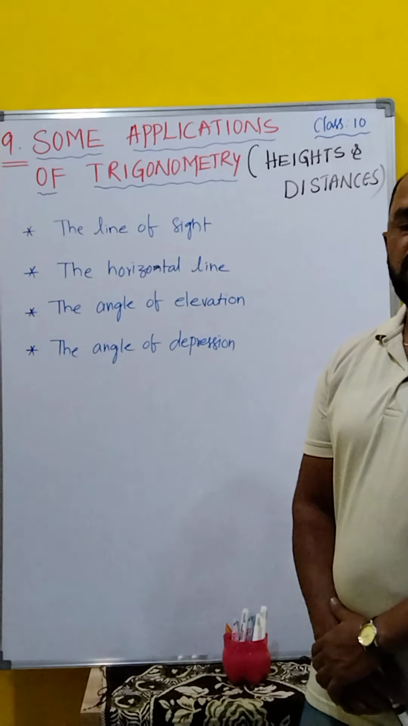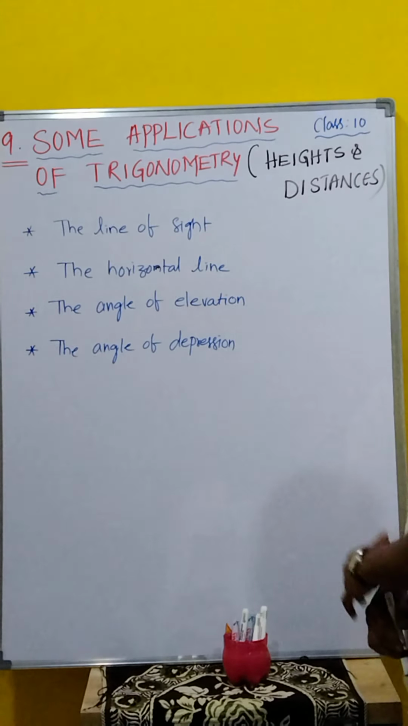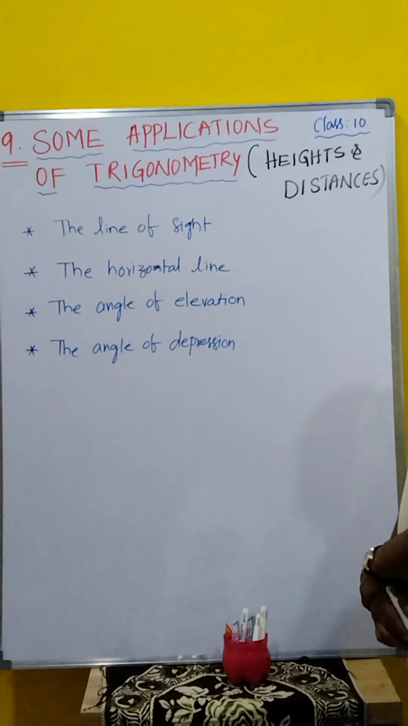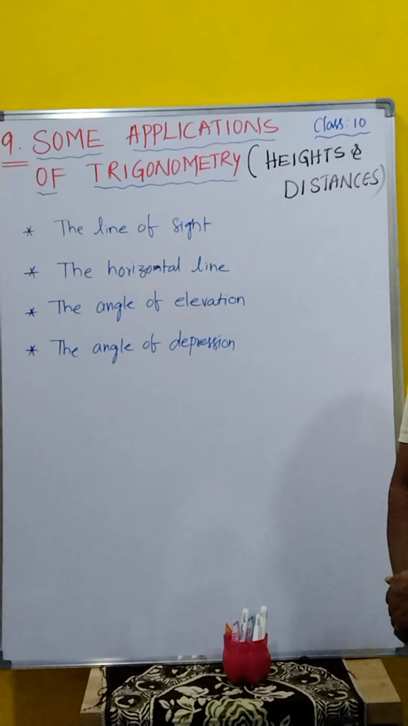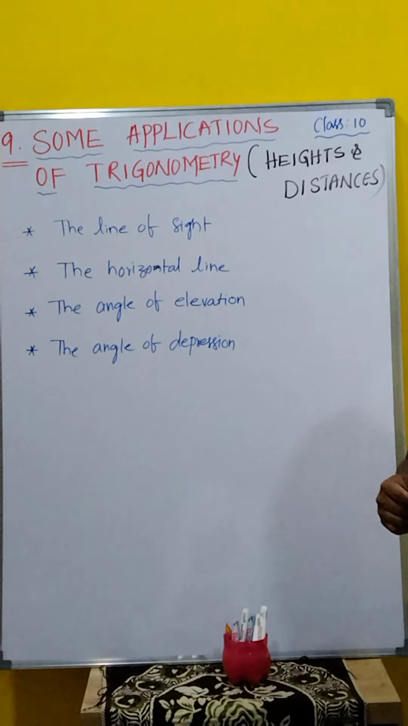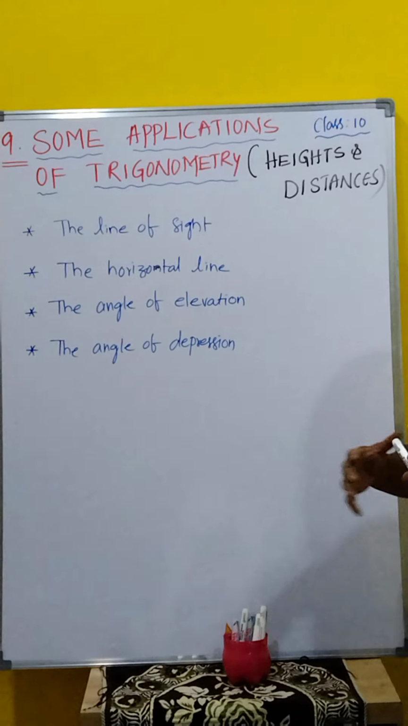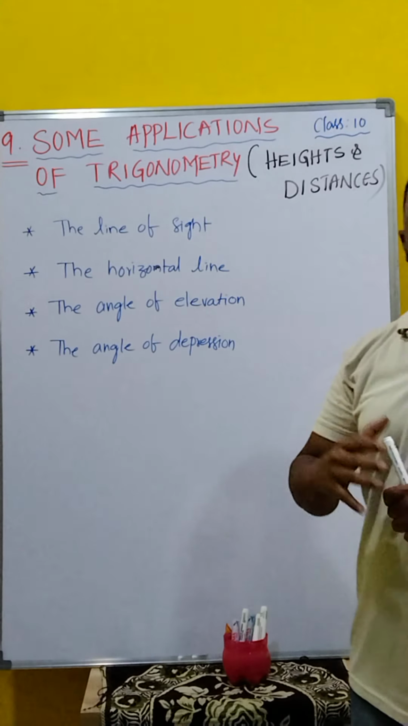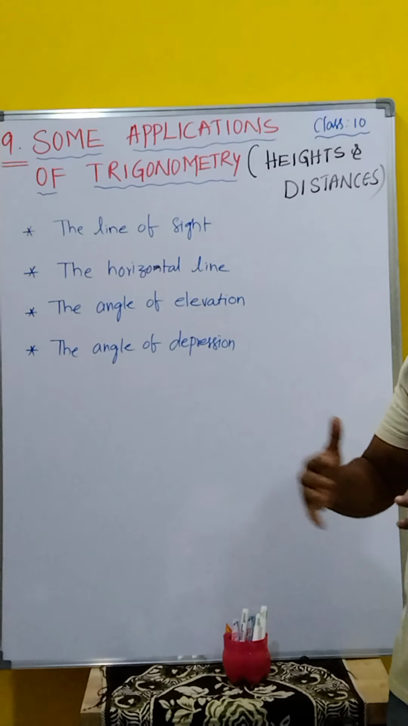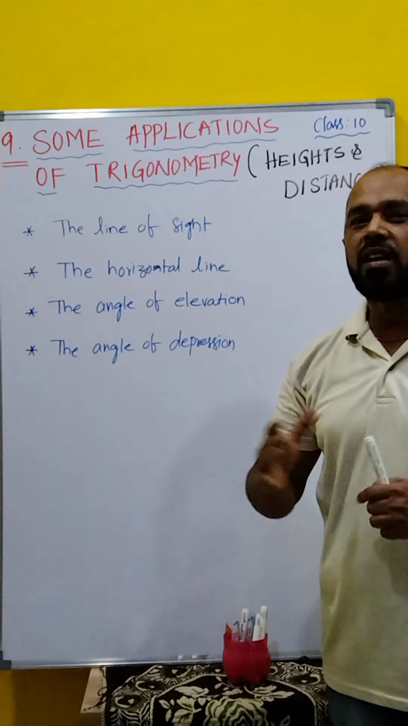Hello students, today we are going to learn a new chapter, some applications of trigonometry, or another name for that is heights and distances. The main concept is how to find the height of a building, the height of a tree, and the distance between the observer and the width of a river. That is the main concept in this.